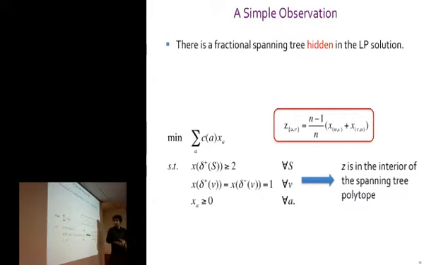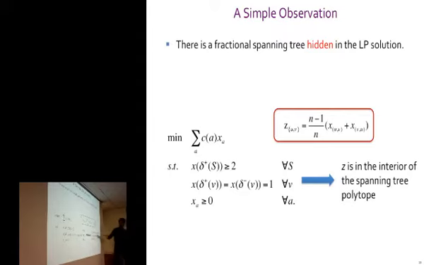Let's say this is the LP relaxation, and let's say x is an optimum solution. x will be the optimum solution throughout the talk. Now let me define this vector z. I first drop the direction, so I add up x_uv plus x_vu for any u and v, and then I multiply it by an (n minus 1) over n factor. Now my claim is that this vector z is in the spanning tree polytope, meaning that it can be written as a convex combination of spanning trees.